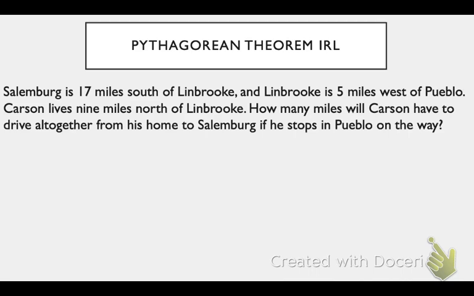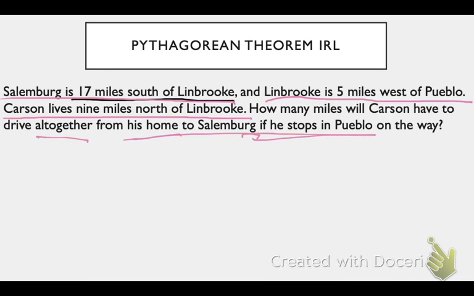So first things first, we're going to annotate everything. So Salemsburg is 17 miles south of Lynbrook. That's really important. And I'm going to make it a different color. Okay, Salemsburg is 17 miles south of Lynbrook. Lynbrook is 5 miles west of Pueblo. Carson lives 9 miles north of Lynbrook. How many miles will Carson have to drive altogether from his home to Salemburg if he stops in Pueblo?